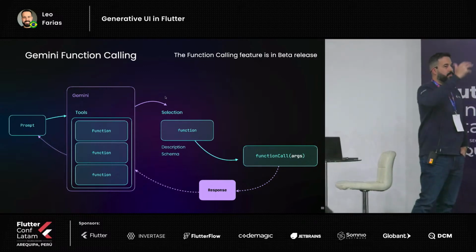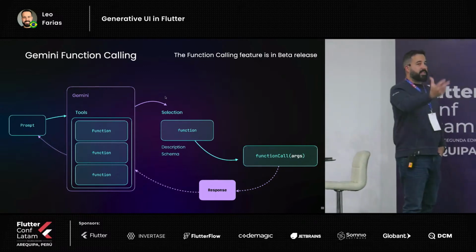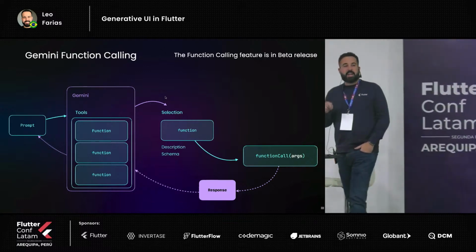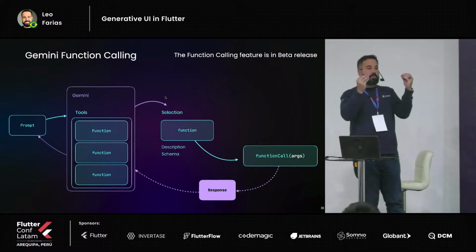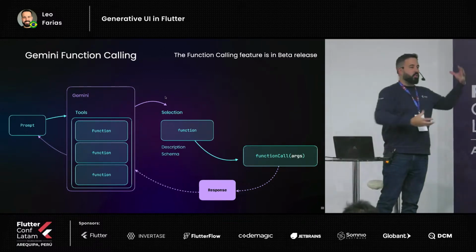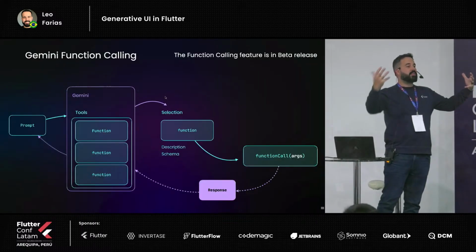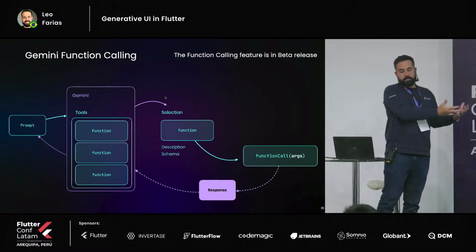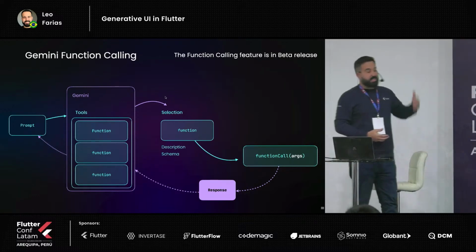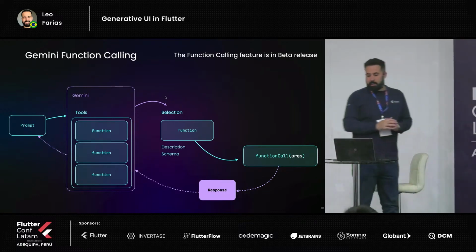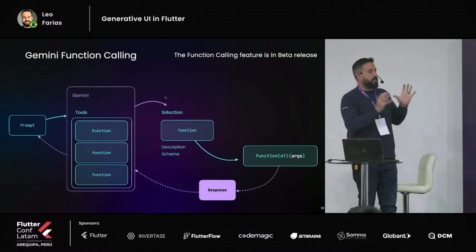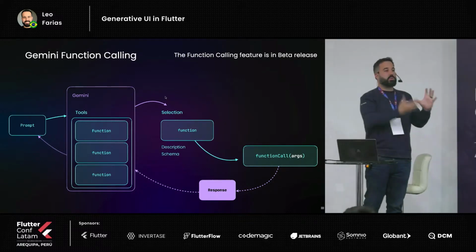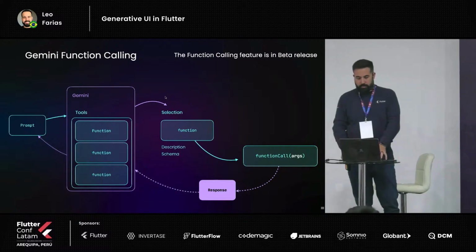So when I make a prompt, if it decides that it needs a function, it's going to select the function. And what's more exciting, it's going to create the arguments to call the function. Based on the context, it's going to create the arguments and call the function with the arguments that the LLM provided. And this is something that is in beta right now for Gemini. We're going to show a little bit of the demo, because now with the response of the function, the LLM can interact with even more context.